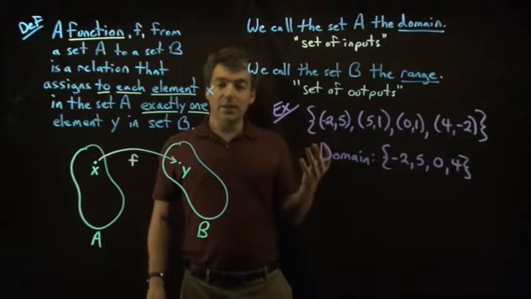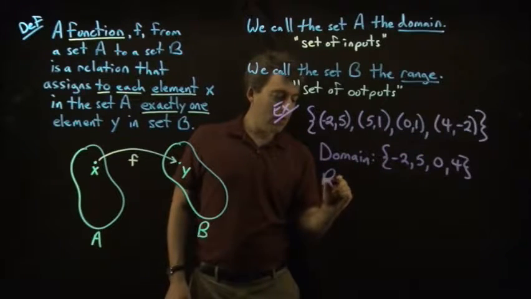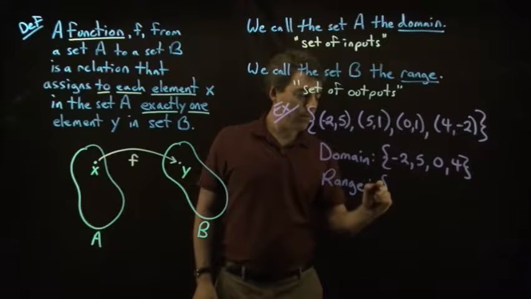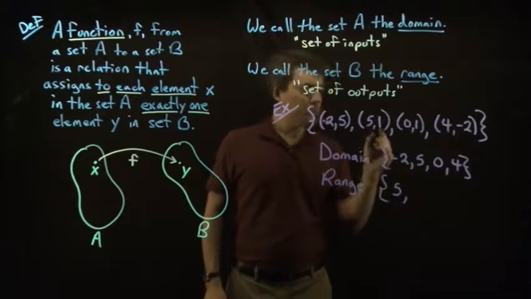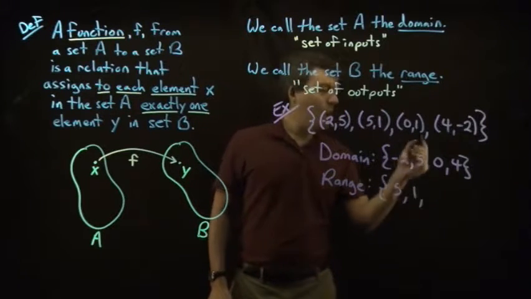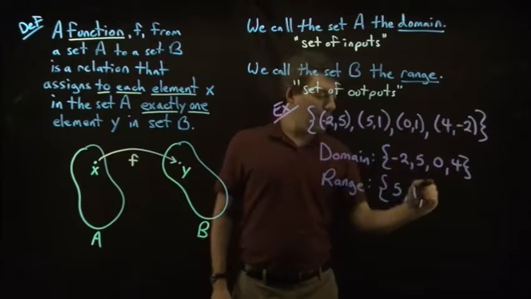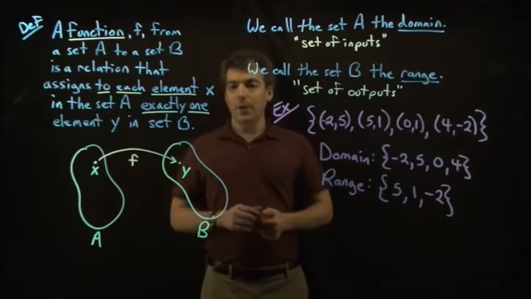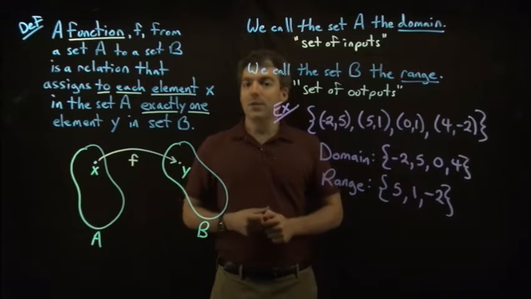The range, that is the set of outputs, would be the second coordinate. So we have 5, 1, 1, we've already written 1, so we don't need to write it again, and -2. Okay, so let's look at some more characteristics of functions and some more examples.